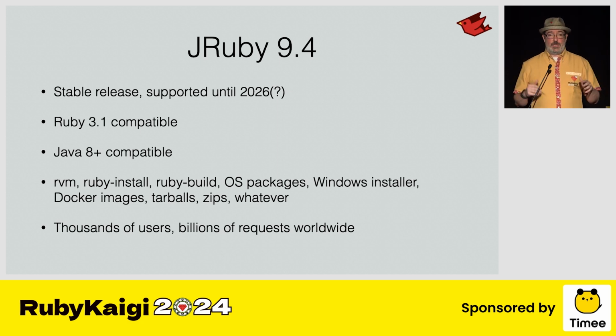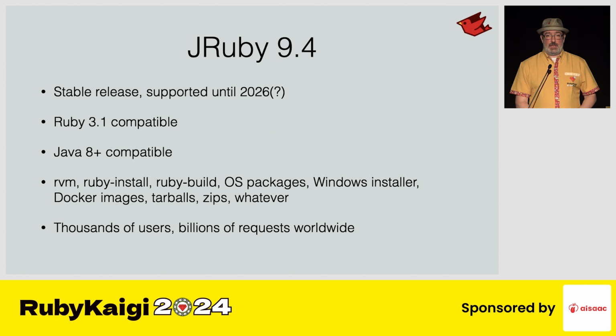There's lots of ways to install it. I don't need to go into all these. You've all used them before. RVM, ruby-build, ruby-install, they all have support for JRuby. That's the easiest way to get it. But there are specific packages for different operating systems, installers. You can just download a tarball and run it, all of that.